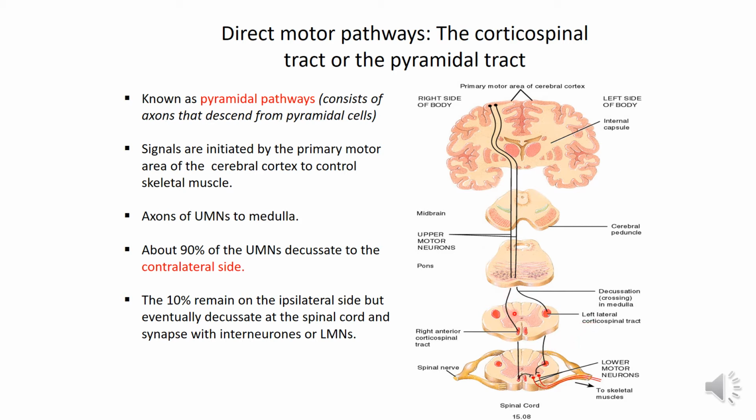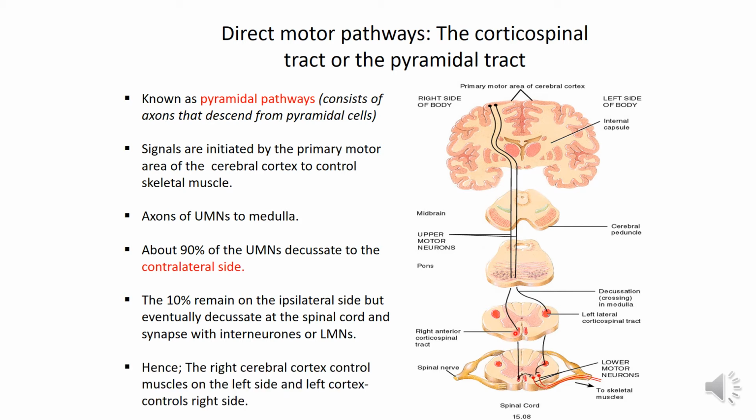And the 10% that don't cross continue on the same side as the anterior corticospinal tract. So 90% of the fibers descend on the opposite side as the lateral corticospinal tract. The remaining 10% descend uncrossed on the same side to pass as the anterior corticospinal tract.